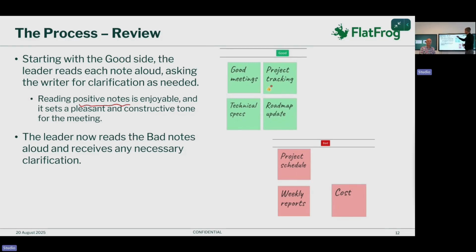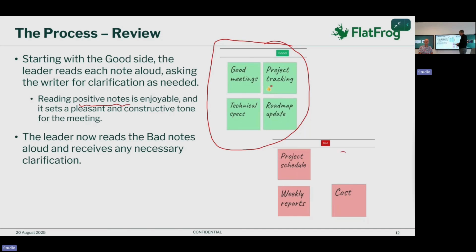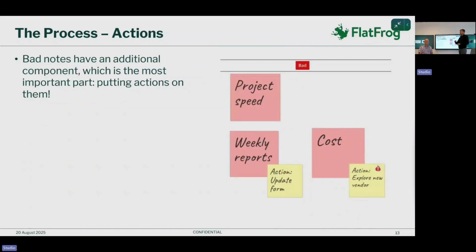After we're done with the good notes, the leader now reads the bad notes and receives any necessary clarification. And once everyone understands all the notes, we can move to the next step. Bad notes have an additional component. It's the most important part, putting actions on them. This is where we start self-improving. So we want to create actions on all the bad notes.